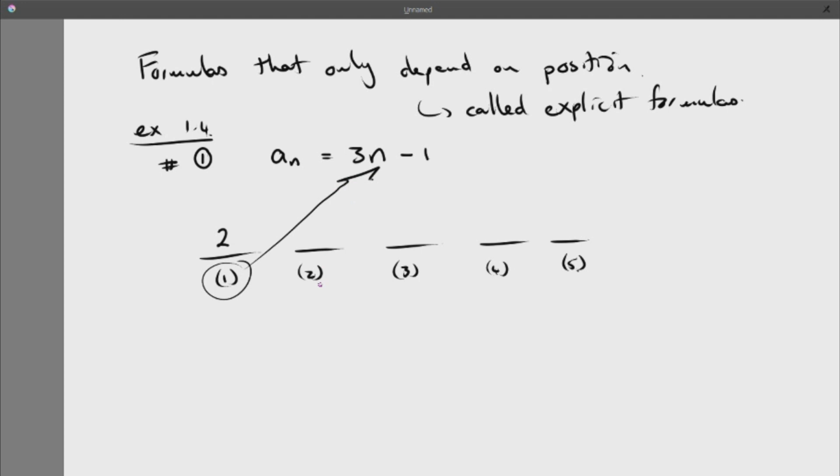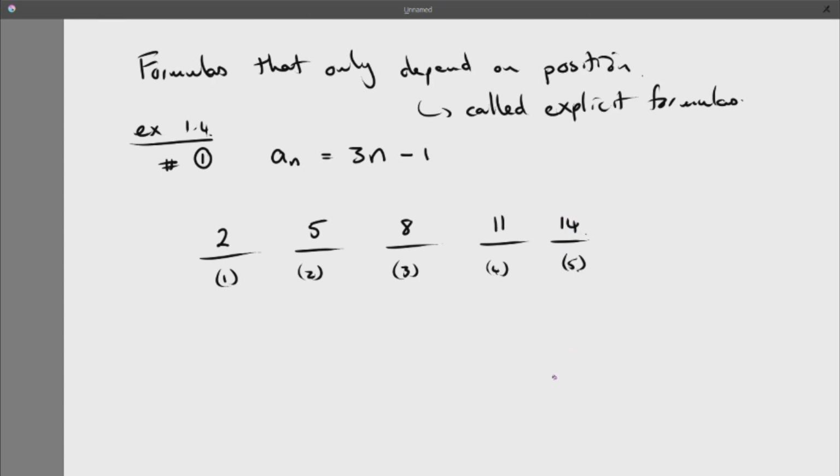n is always going to be the name for the position. And then as I move on to different places, the position is going to change. So the calculation is going to give me a different answer. In position 2, n is 2. 3 times 2 is 6, minus 1 is 5. In position 3, n is 3. 3 times 3 is 9, minus 1 is 8. In position 4, n is 4. 3 times 4 is 12, minus 1 is 11. 3 times 5 is 15, minus 1 is 14.